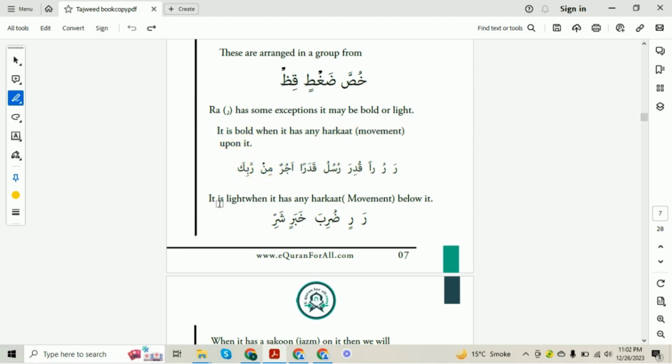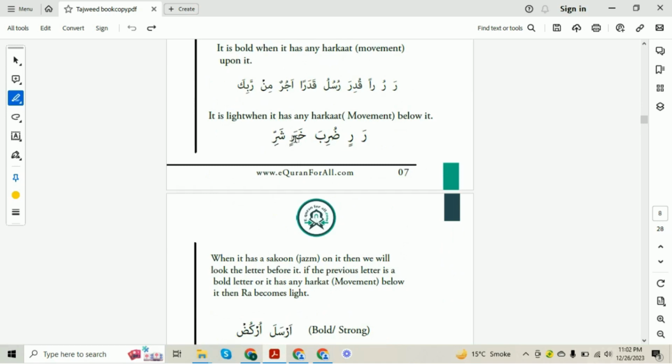So now let's learn when raa is read in a light voice. Raa is light when it has any harakat or movement below it. For example, a kasra, a double kasra, these are all the movements that are below the letter. For example, rin, duriba. Raa is read in a light voice because raa got a kasra here.